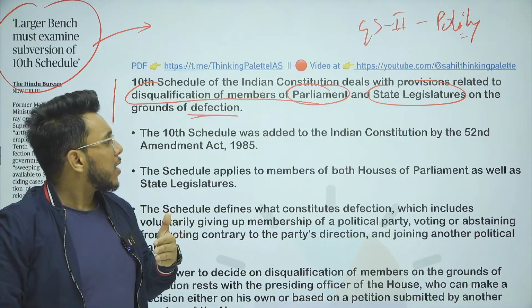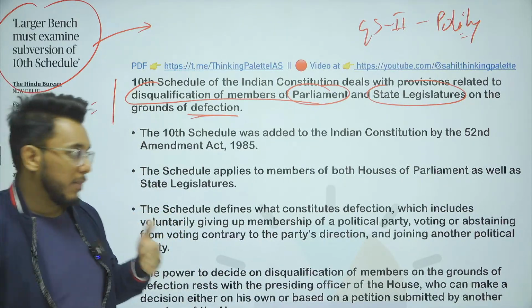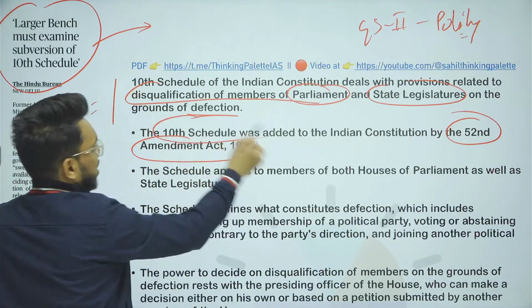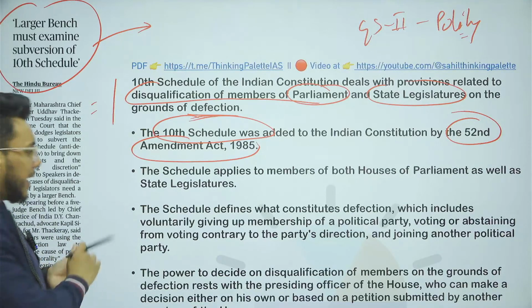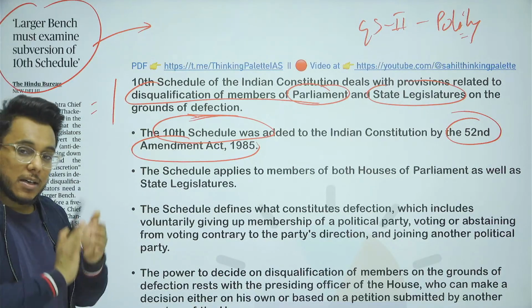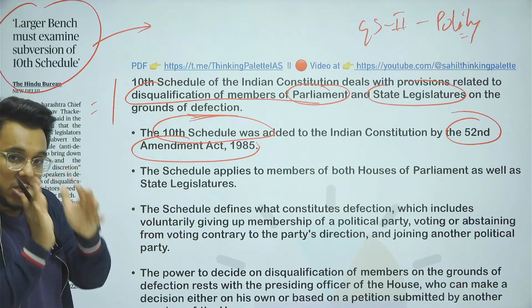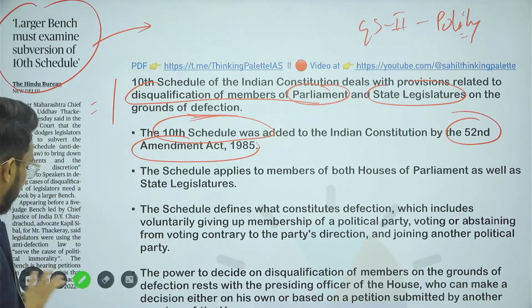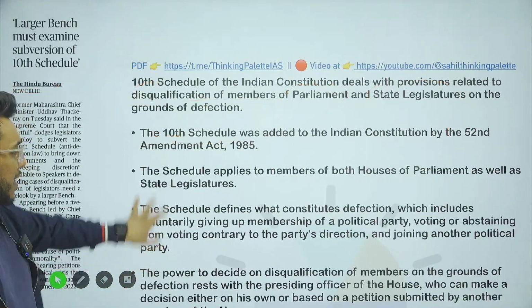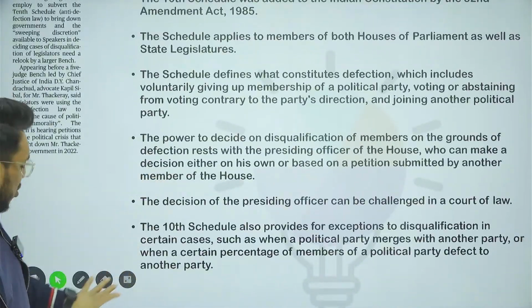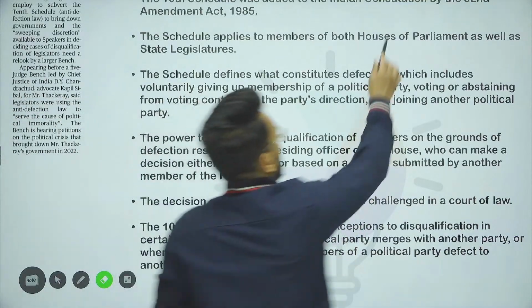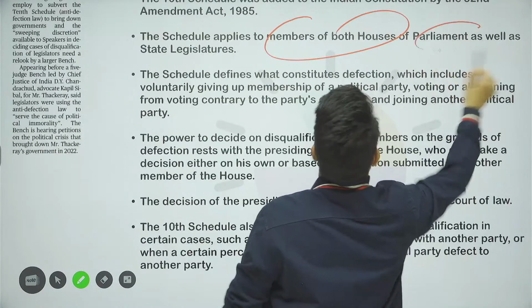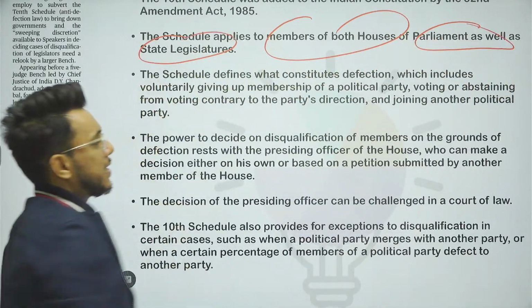So to deal with this, in 1985, by the 52nd Constitutional Amendment Act, the 10th schedule was inserted in the Constitution of India, and it aims to avoid defections, that is, changing of political parties by the elected members. It aims to prevent defections in India. Now this 10th schedule is applicable to the members of both houses of parliament, as well as the members of the state legislative assembly.